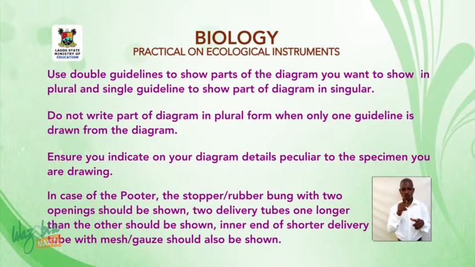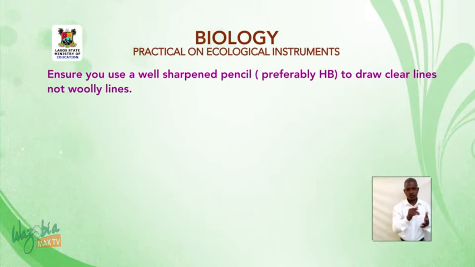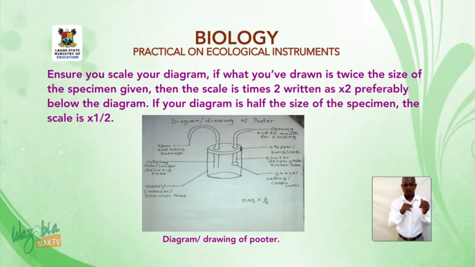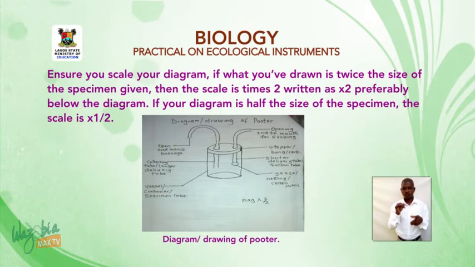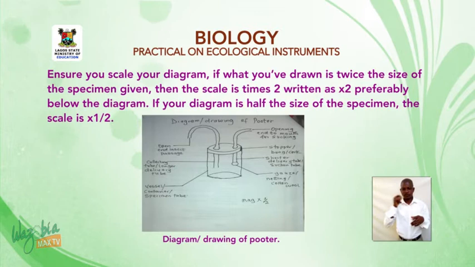Ensure you use a well-sharpened pencil, preferably HB, to draw clear lines, not woolly lines. Ensure you scale your diagram. If what you have drawn is twice the size of the specimen given, then the scale is times 2, written as multiplication sign and 2, preferably below the diagram. If your diagram is half the size of the specimen, the scale is multiplication sign and half.